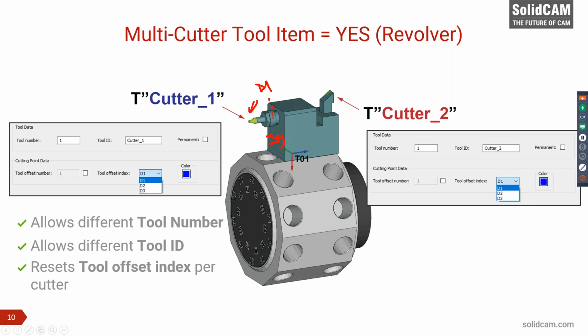It depends also on the parameter and also the machine manufacturer. And for this cutter, it can go from D1 to D9. It's about the number of the cutting points, and you can define up to 9 for each cutter, okay?